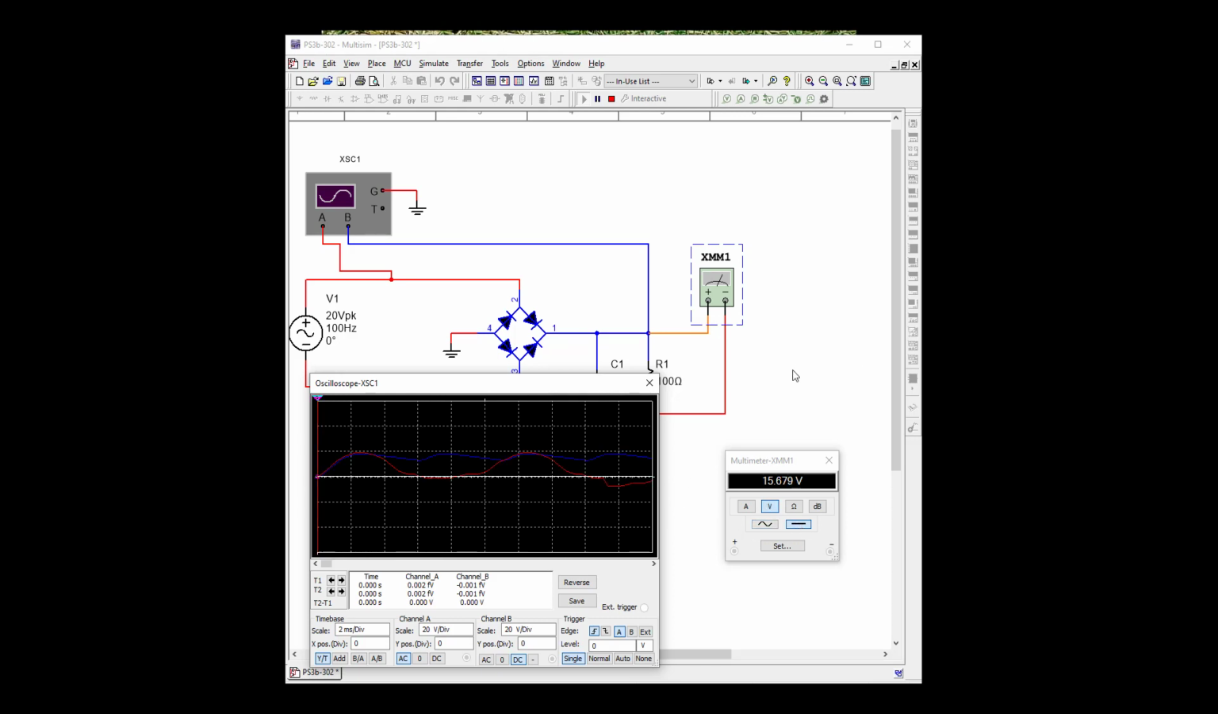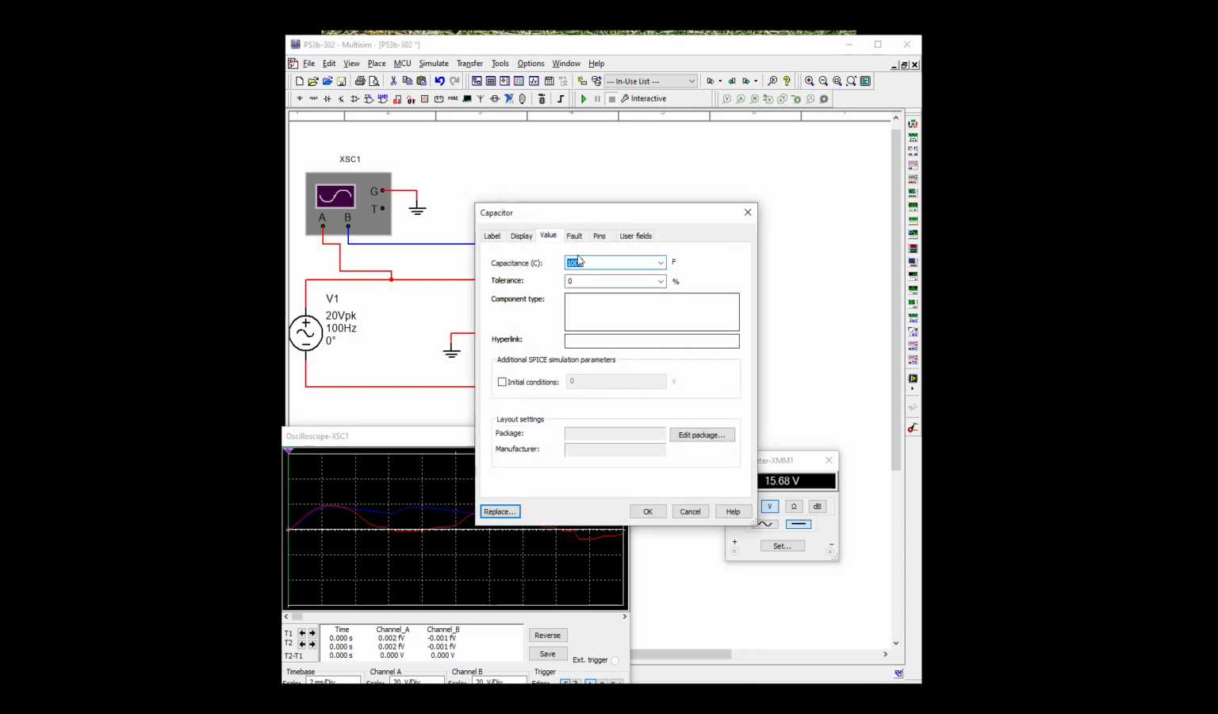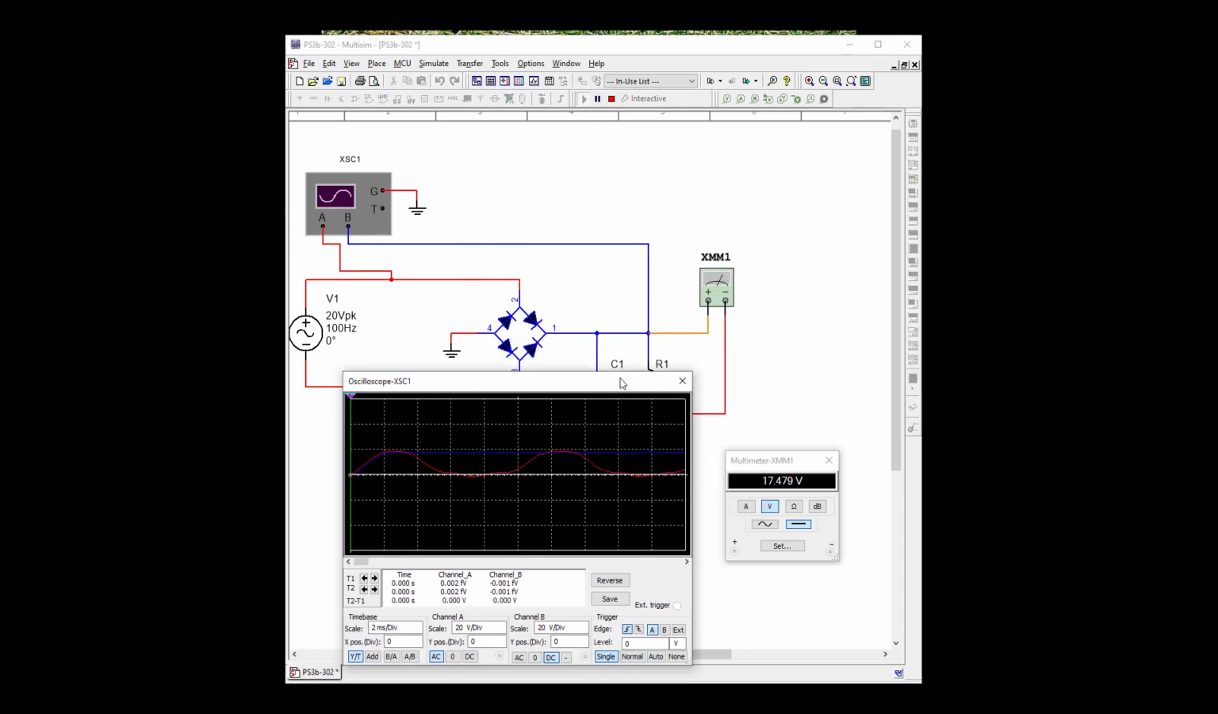This is a typical power supply. So let's go ahead and do the same thing. Let's make this 1,000. Much smoother. Looks like we got more voltage out. Good.